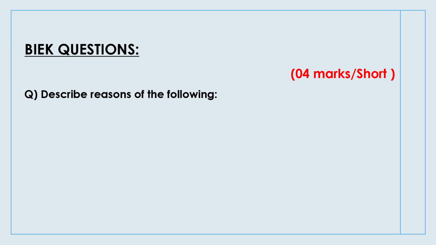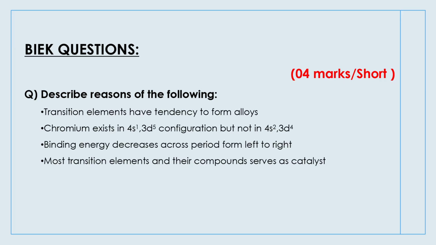So how you get the questions in your board examination is firstly you have the short question answers for 4 marks and 8 marks for the descriptive. So you get this as the scientific reason, in which you are asked to give the scientific reasons of the 4 questions. You can see the first one shows the alloy formation property. The second reason is from the electronic configuration, binding energy, and the catalytic activity of transition elements. So from the properties you get the scientific reasoning.